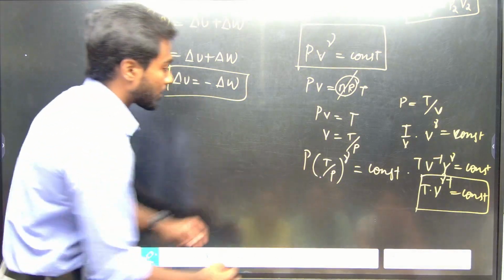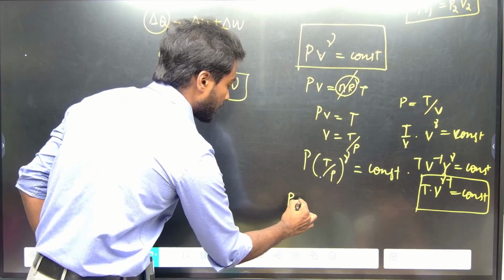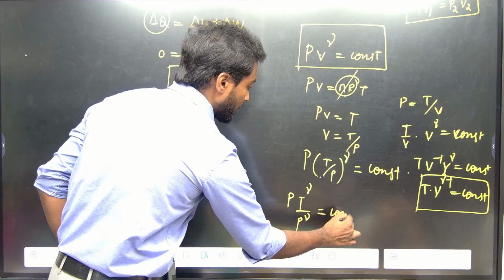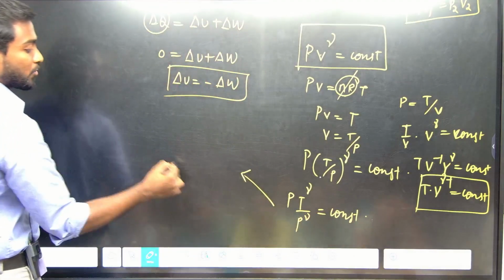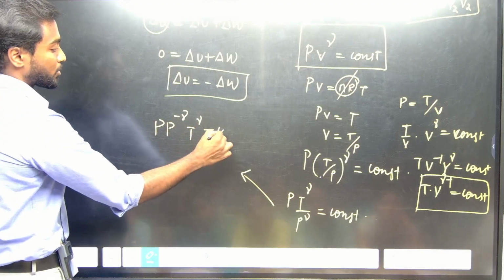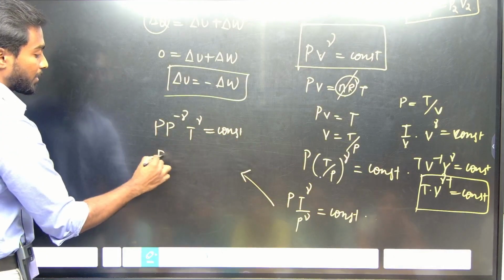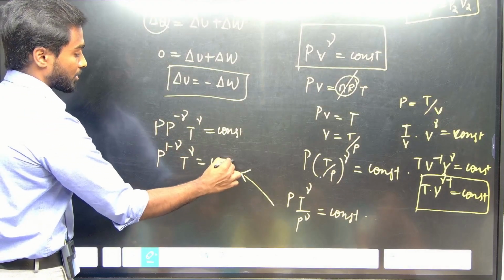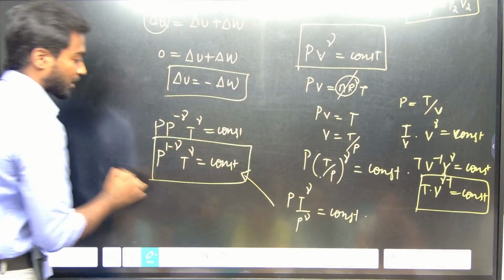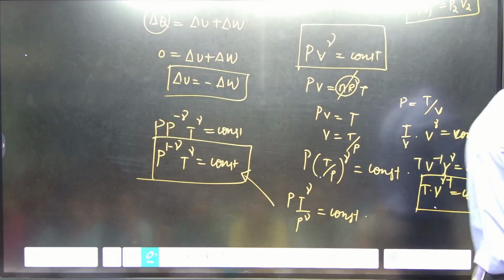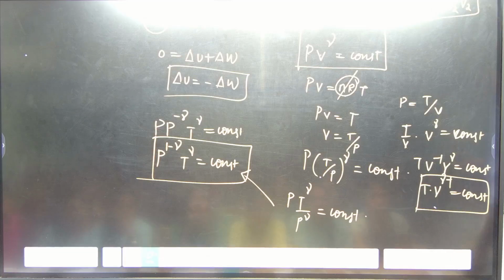And what about this one? P into (T by P) power gamma is equal to constant, and if I expand this one, P power minus gamma T power gamma will be equal to constant, then P power 1 minus gamma T power gamma will be equal to constant. This is in terms of pressure and temperature, this is in terms of temperature and volume, and this is in terms of pressure and volume. Take down.